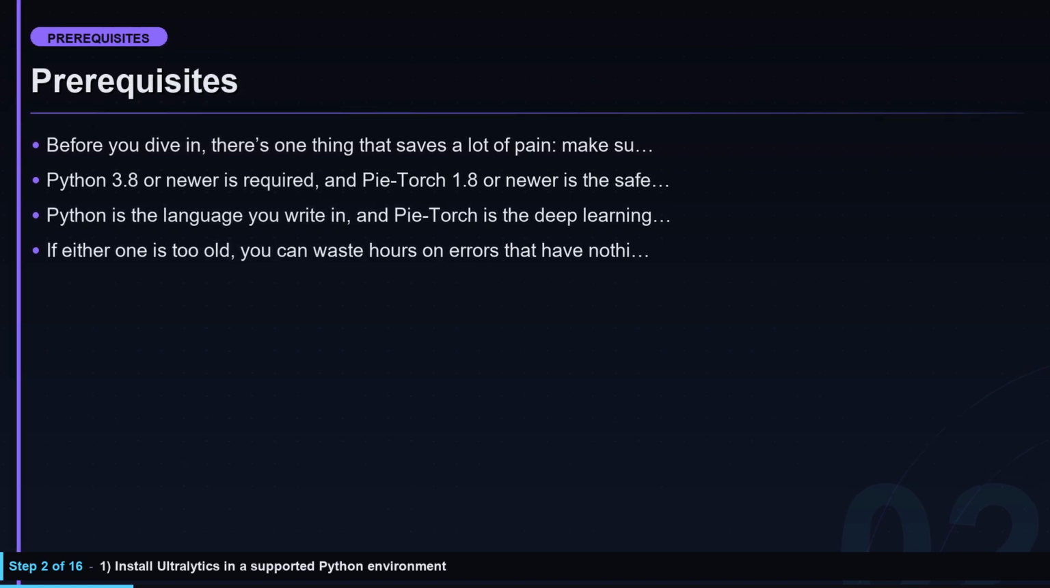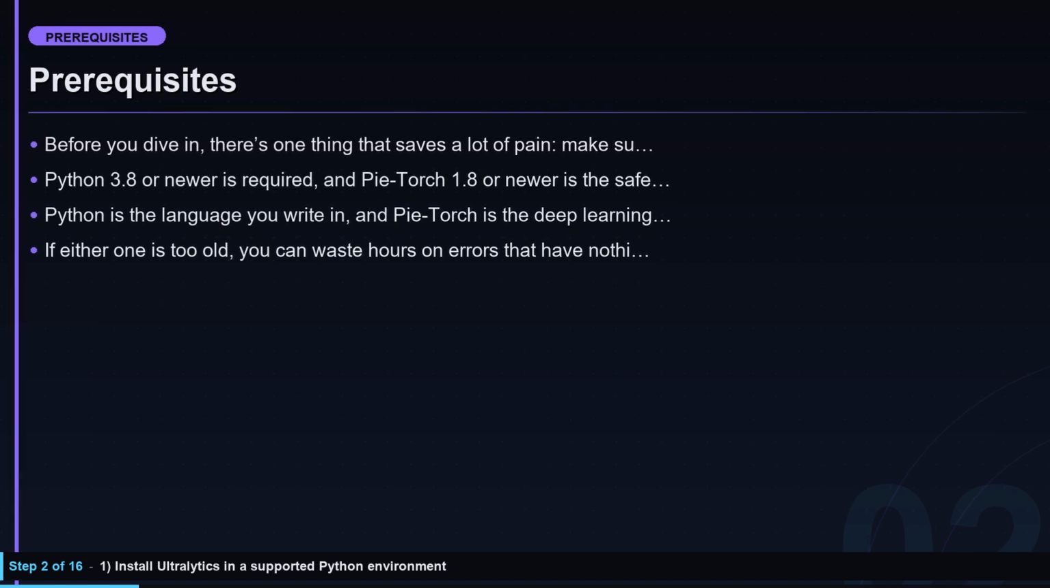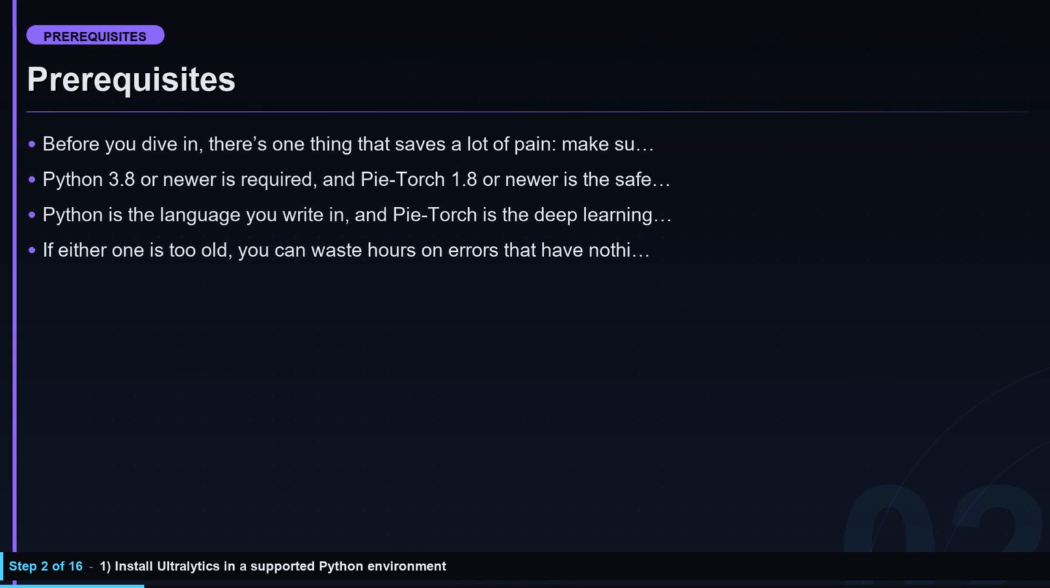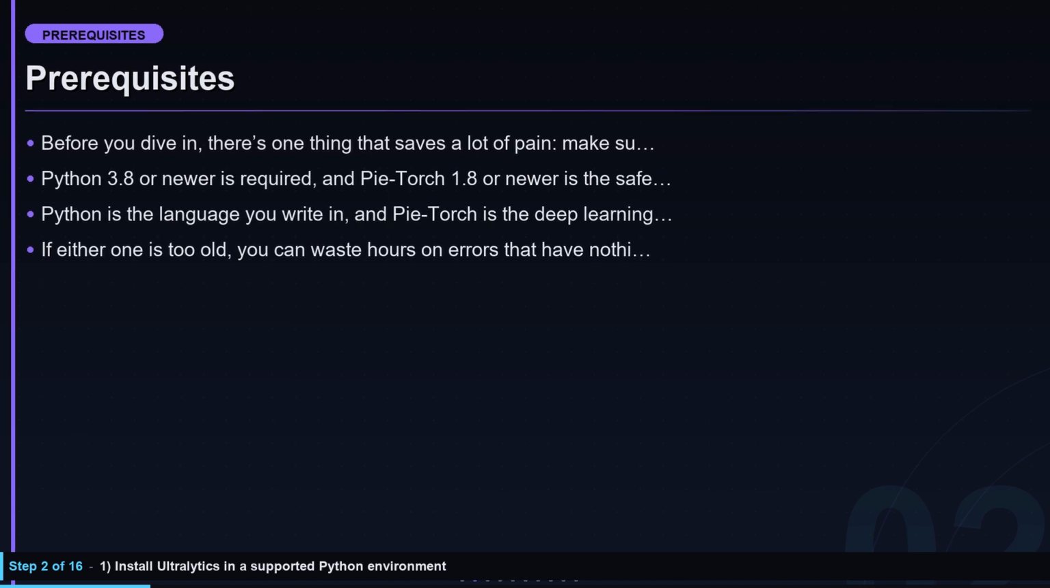You do not need to be a machine learning expert yet, but you should know the basics of computer vision tasks, like classification, which means labeling an image, and detection, which means finding objects and drawing boxes around them. That context matters because different tasks produce different outputs, and if you treat them the same, your code will break in subtle ways.